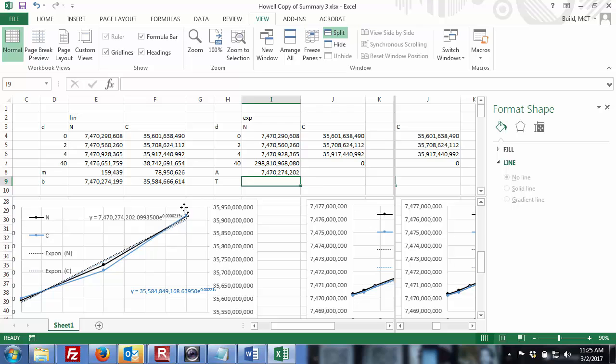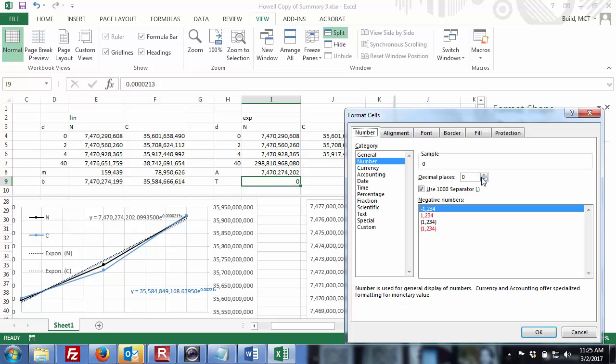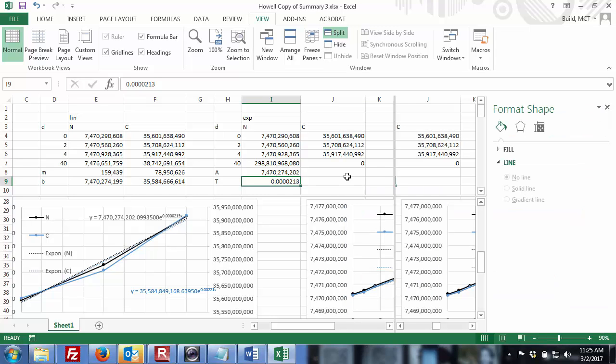And now E in this case, let me put my glasses on, there's four zeros, so 0.0000213. I need to change the number of decimal places so I can actually see that. Okay, so there's my exponential for N.